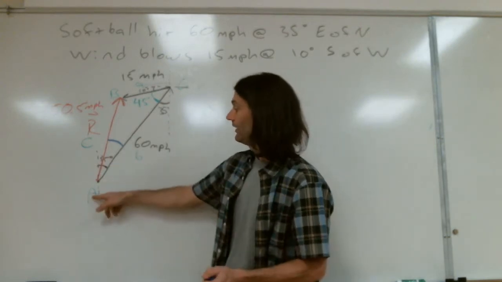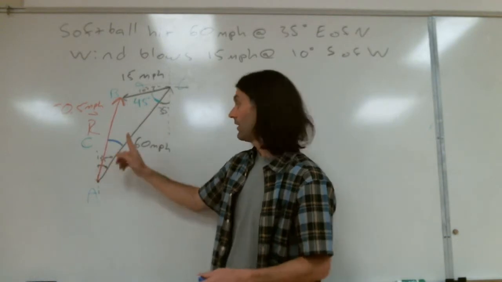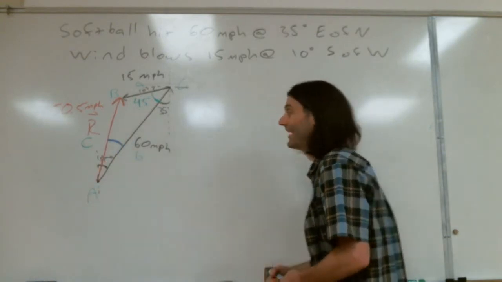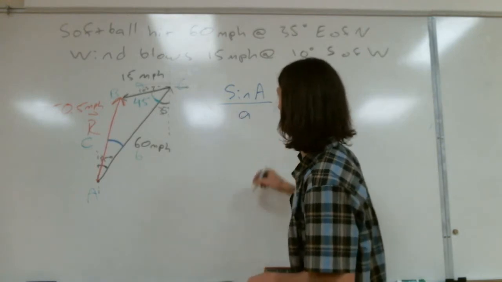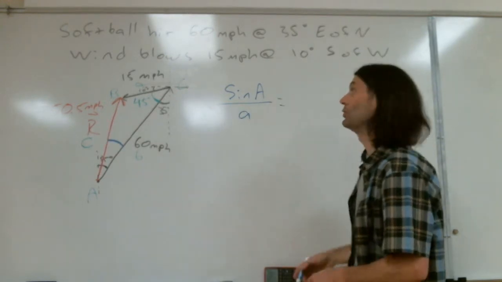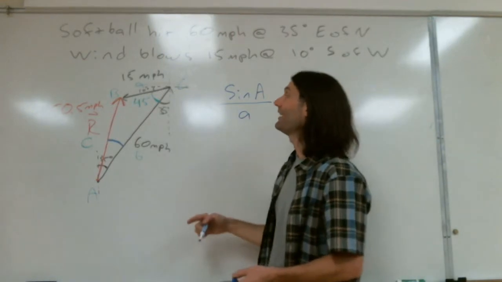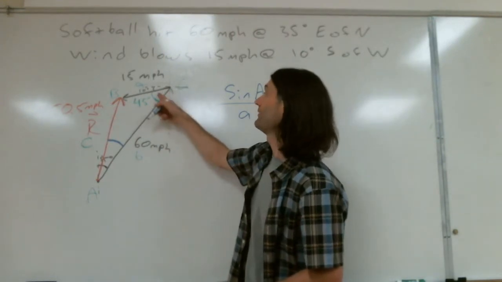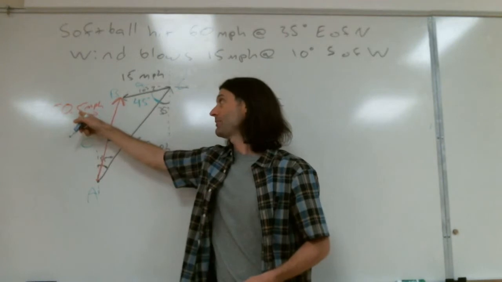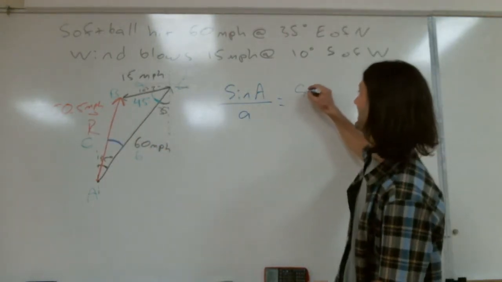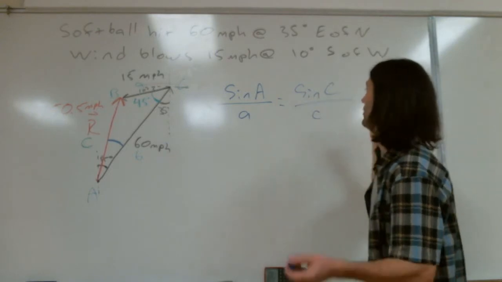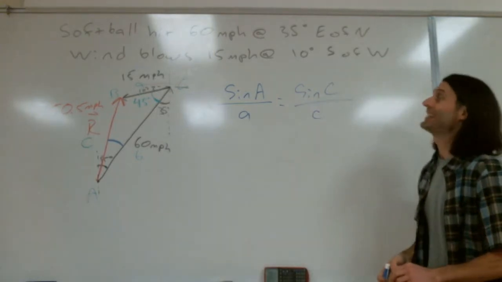So I'm going to use angle A to help me figure out what direction that red line is pointing. So what I will say is the sine of A divided by the side opposite that angle, A, is going to be the same thing as the sine of angle C divided by the side opposite C, which is what we just found out using the law of cosines. So that's going to be the same thing as the sine of C over side C.